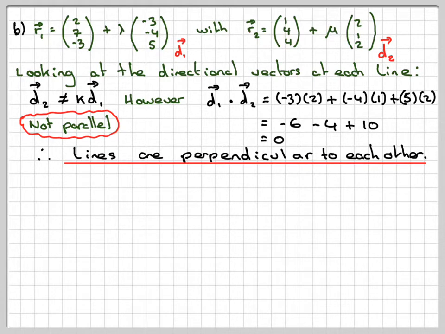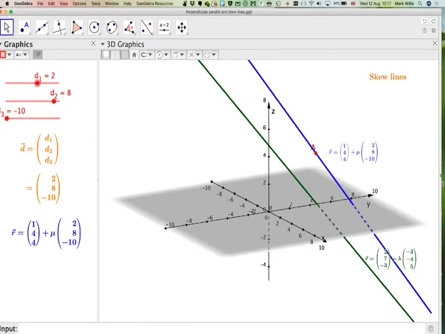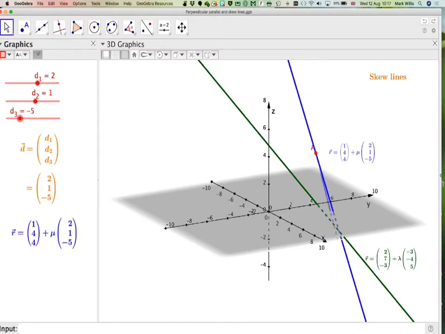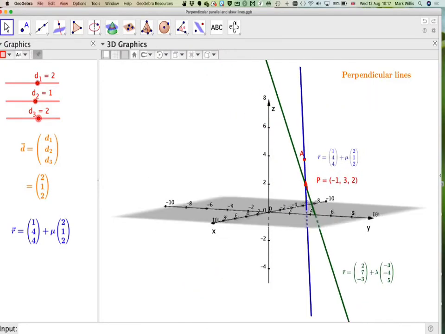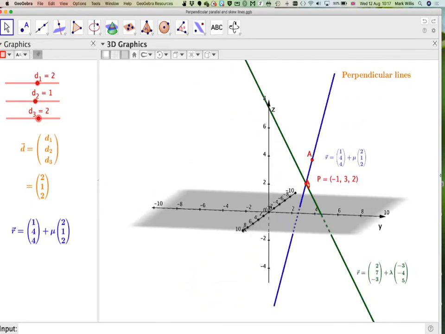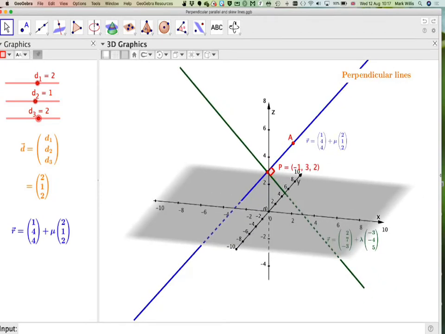And we can look at that using this GeoGebra applet. I just need to change the parameters here: D1 being 2, D2 being 1, and D3 being 2. There we can see they intersect each other at this point. We could find the point of intersection, and we could find that the two lines are in fact perpendicular to each other. If we move this around, we can see that very easily. Again, the GeoGebra applet will be in the notes of the video.